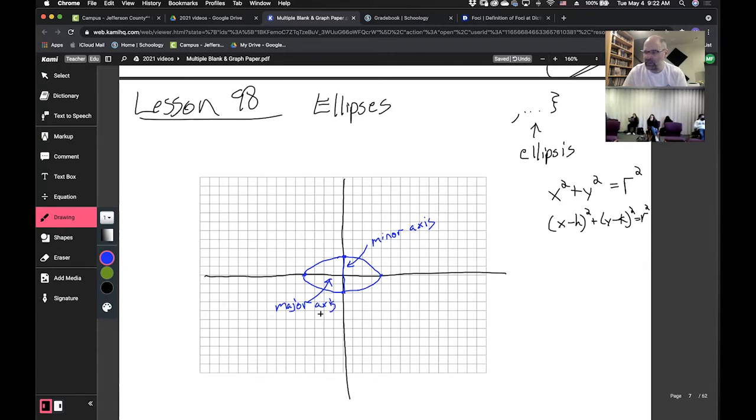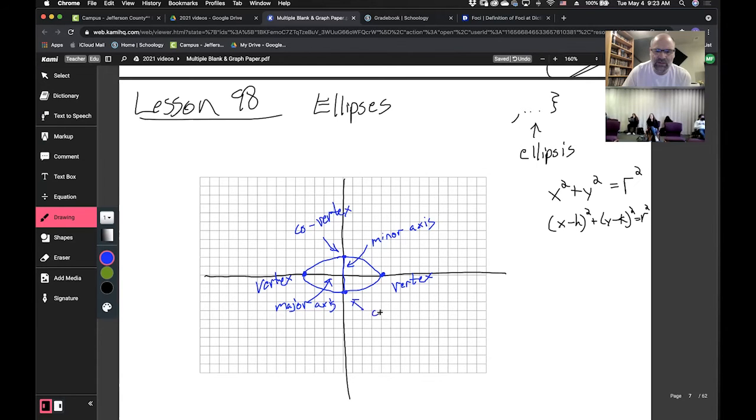All right. And then you've got these points. The points on the major axis that are on the ellipse are called the vertices. Okay, so these are the vertices. Now, these are still called vertex, but these are called the co-vertices. So this is a co-vertex.